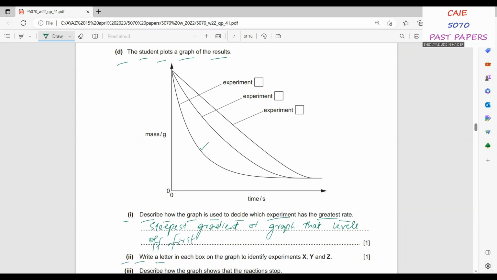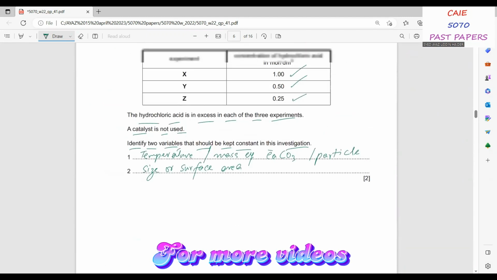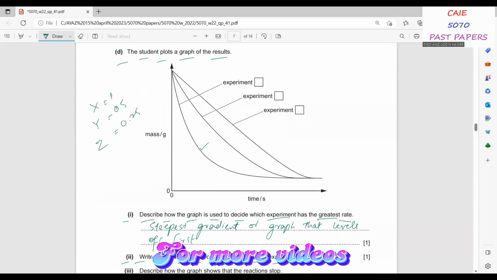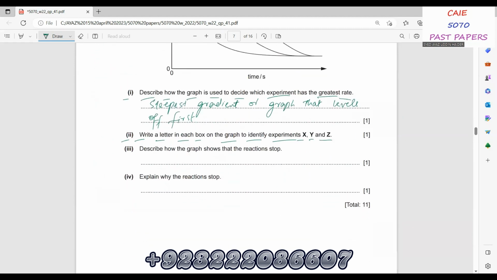Number 2, write a letter in each box on the graph to identify experiment X, Y, and Z. We have X, Y, and Z. In X, the concentration is 1, Y is 0.5, Z is 0.25. For your convenience, I will show you the values 1, 0.5, and 0.25. So, in 1, the concentration is high, so it will level off first. So the first one must be X, second is Y, third one is Z.